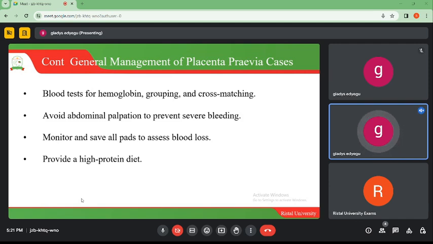Then provide a high protein diet for this mother so that it can help her in recovery. Now, after you've managed the bleeding, you've managed the mother and the baby, you can intervene with the high protein diet in order to help this mother recover. You know what protein does. It helps to actually rebuild, it helps in the healing process and all that.